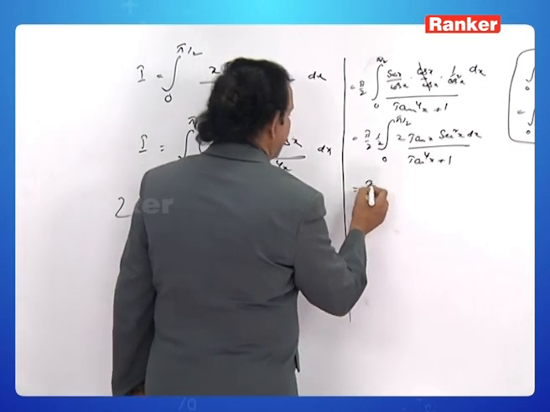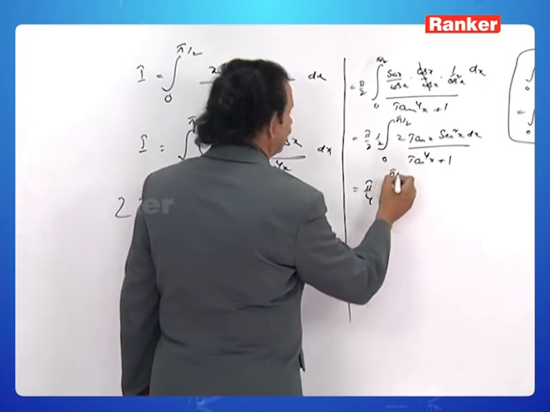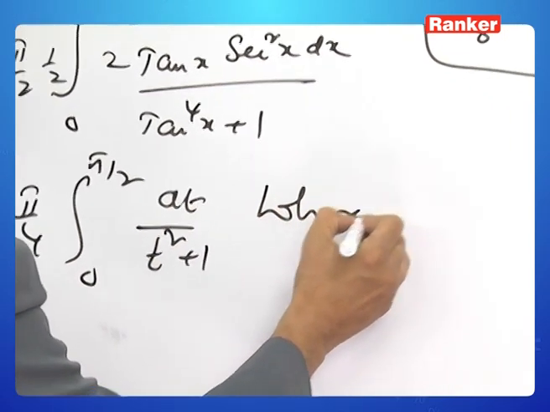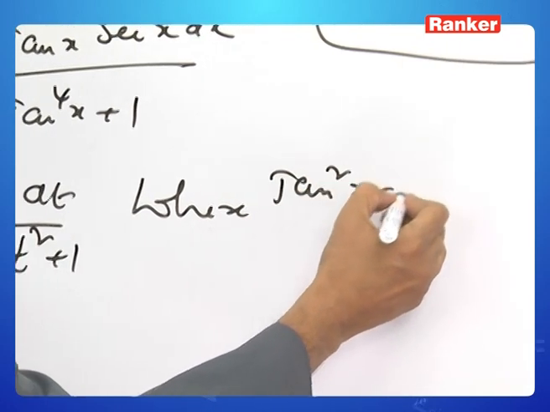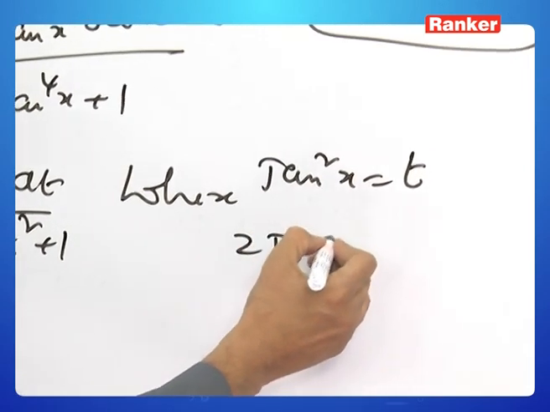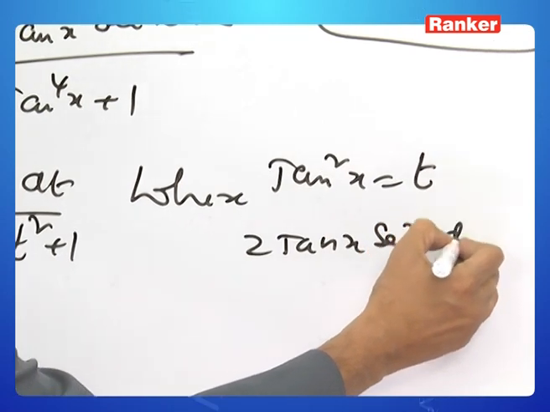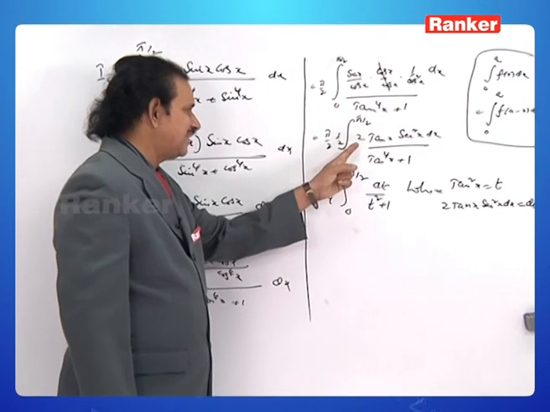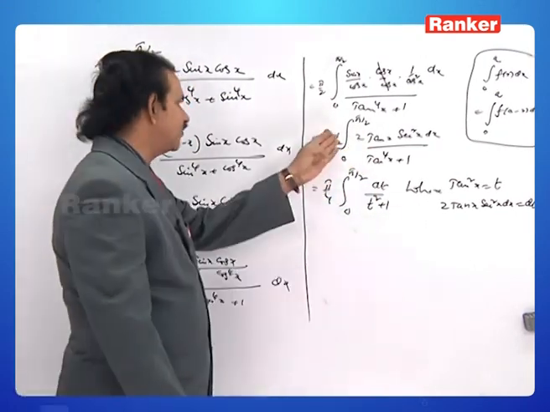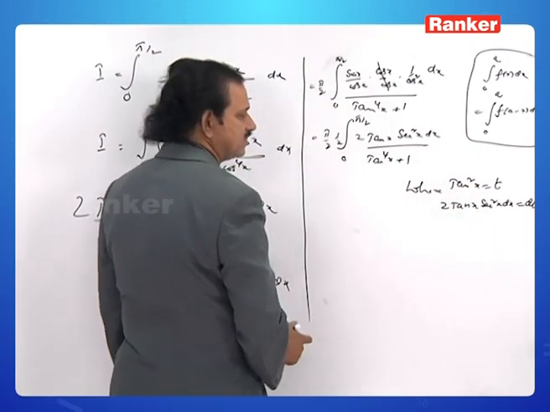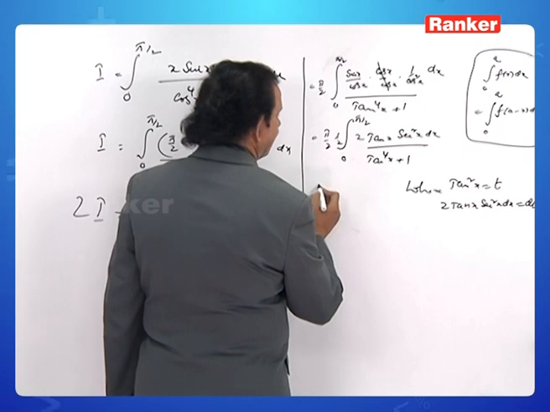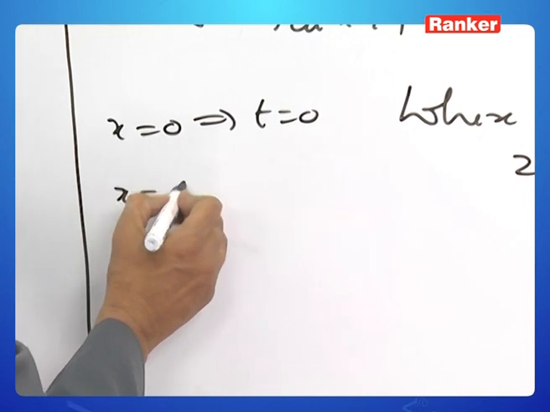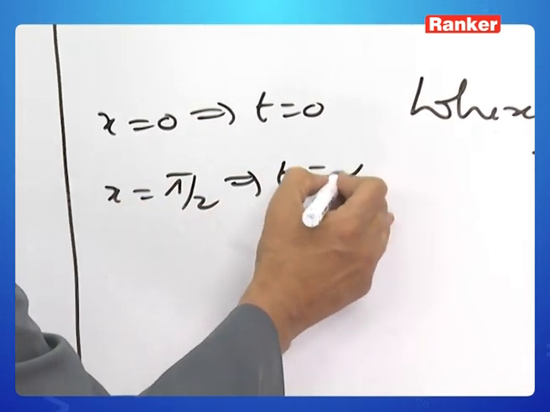This is equal to pi by 4 into integral 0 to pi by 2 dt by t square plus 1, where tan square x is equal to t. 2 tan x into secant square x dx is equal to dt. Just for that purpose only I have introduced 2 here and taken 2 here. Tan square x is equal to t, 2 tan x secant square x dx is equal to dt, well and good. X is equal to 0 implies t is equal to 0. X is equal to pi by 2 implies t is equal to infinity.